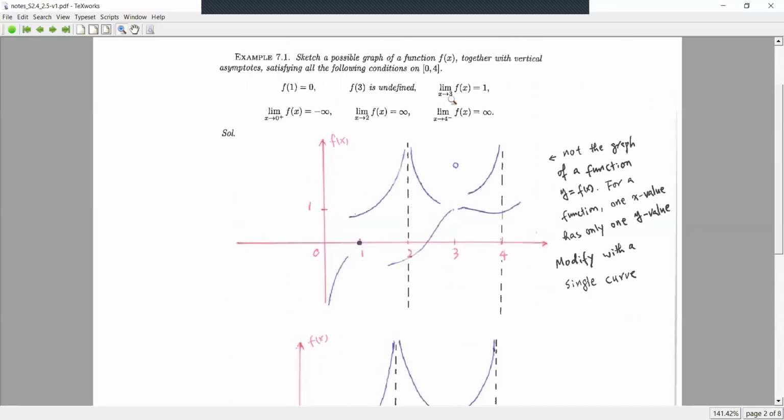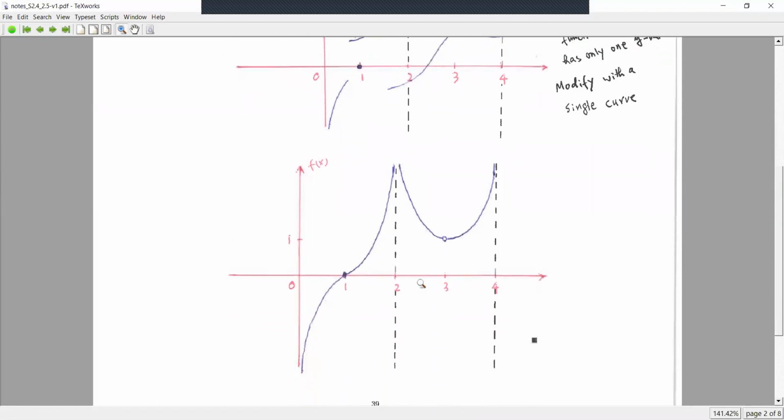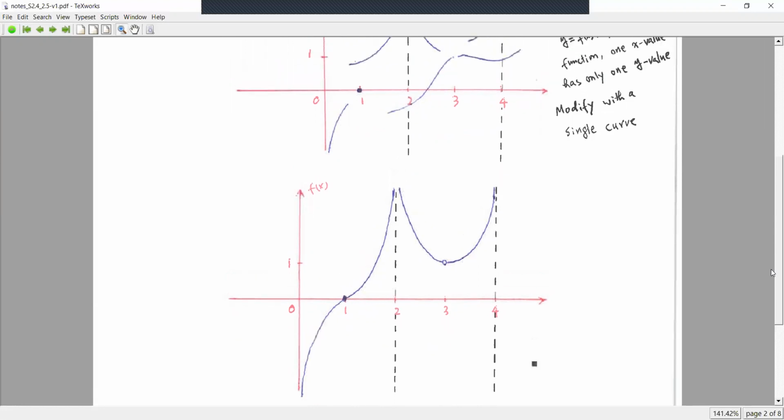As x approaches 3, the function approaches 1. As x approaches the number 3, the curve approaches this open dot. This open dot, the height is 1. Correct.